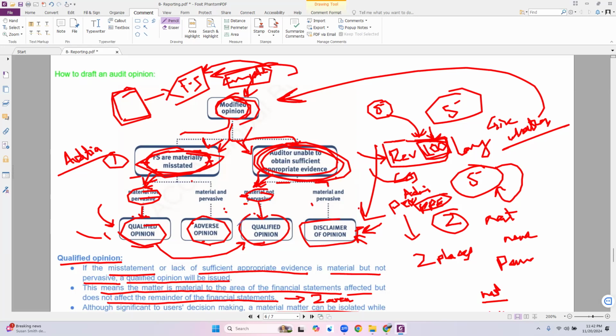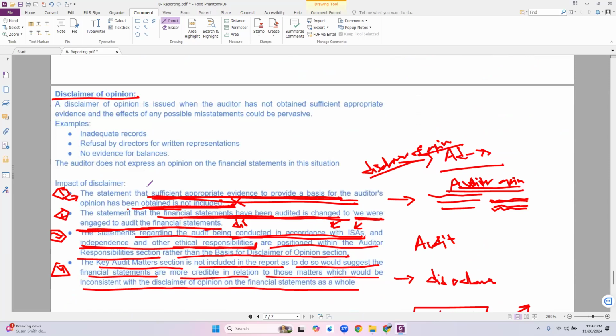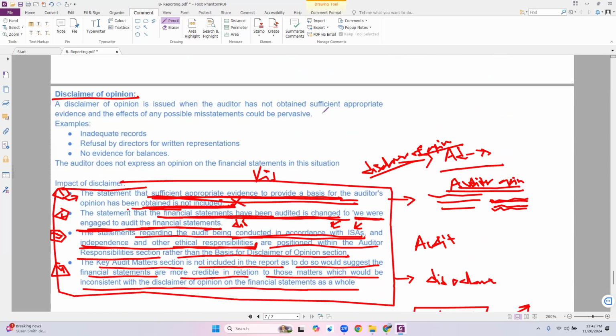For a disclaimer of opinion, the paragraph names are changed as well. But these four are additional very important things that are also done in case of a disclaimer of opinion. You must learn this. I'm again repeating, you must learn all of this. And that's it.